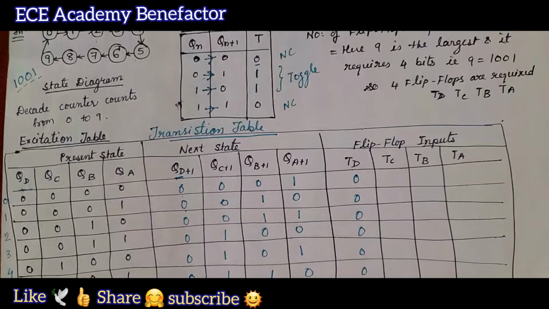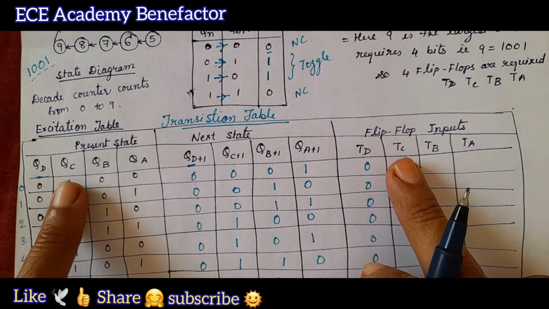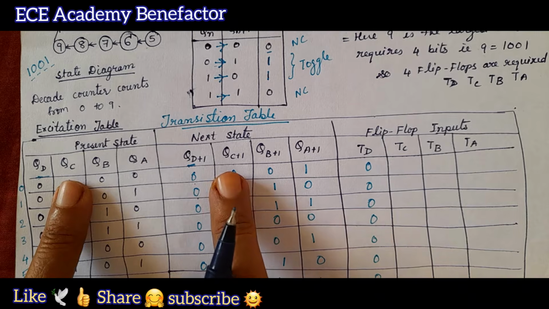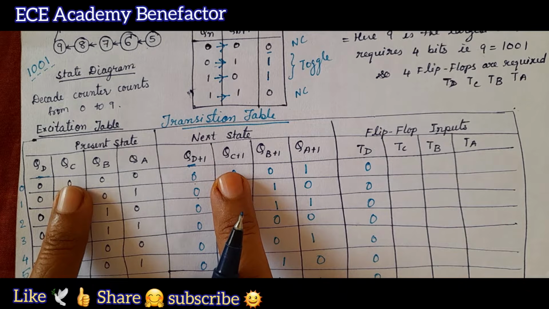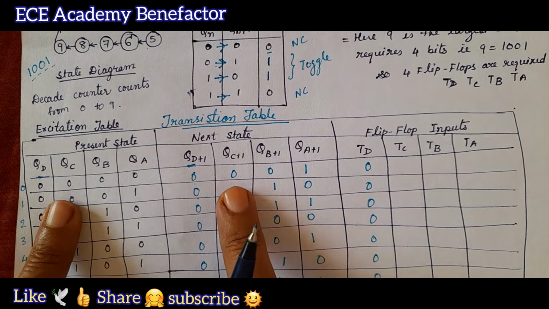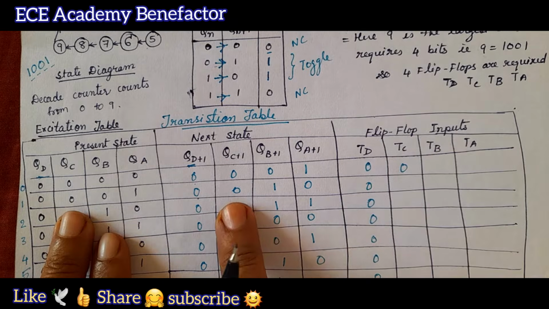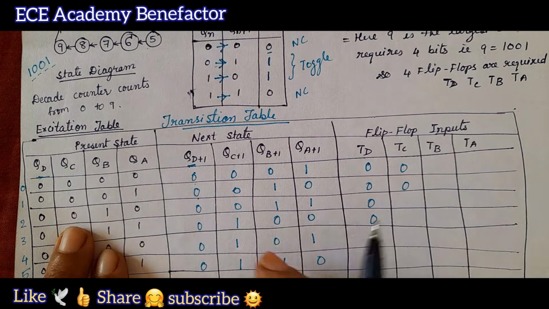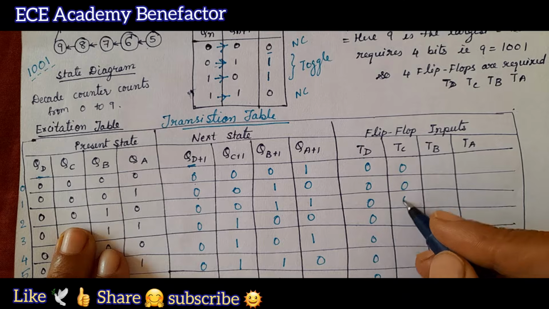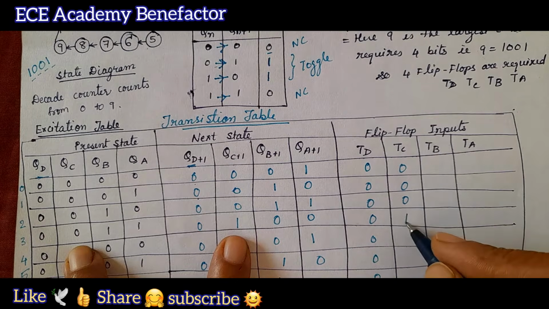Now, let us fill this TC column. So, to fill this TC column, what we need to do? We need to compare QC with QC plus 1. Now, see what is this? This is 0, this is 0. For 0, 0, what should be the output? 0. This is 0, this is 0, output is 0. This is 0, this is 0. This is 0, this is 1. What will be the output here for T? 0 and 1, it will be 1.